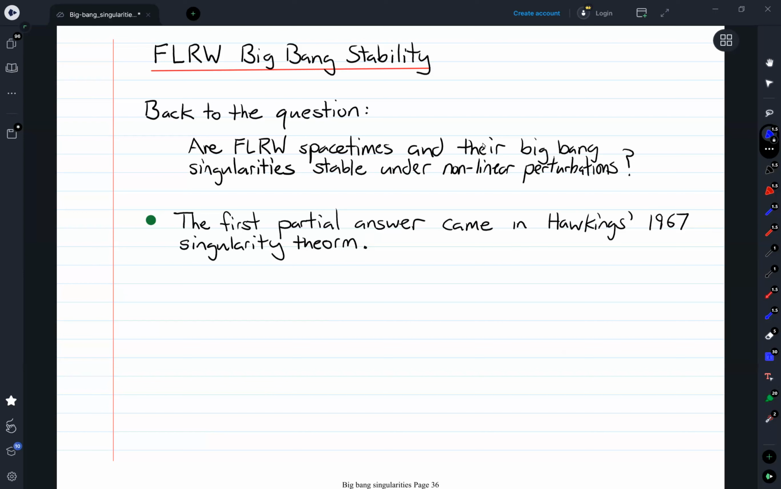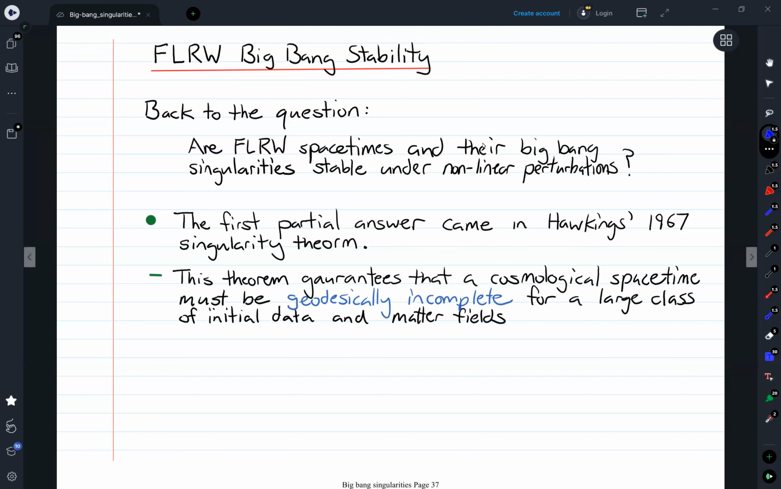So they were discovered in the 1920s, and for a while people could make some rigorous results, but they always relied on some symmetry assumptions or other very restrictive assumptions. And the first answer to this question, are FLRW spacetimes and their Big Bangs stable, comes from Hawking's 1967 singularity theorem, which should really be called not a singularity theorem, but an incompleteness theorem, okay?